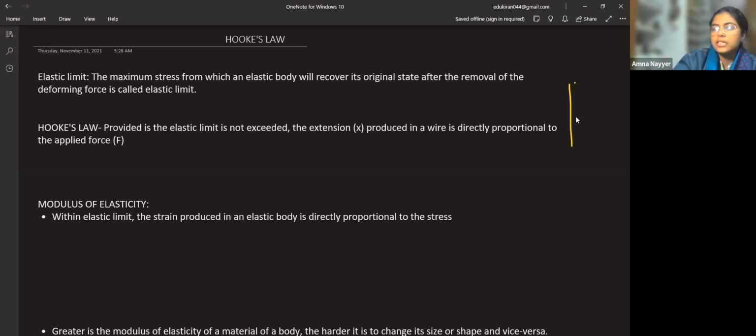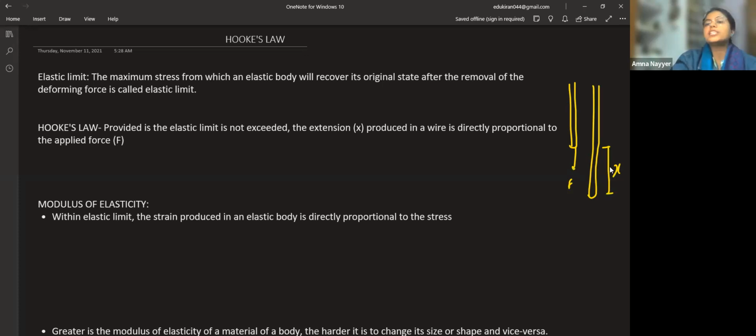So suppose this is a rod. Force F has been applied. And because of the deforming force, there is this displacement, this extension that is produced. This is the extension, the elongation in the length, X. So Hooke's law basically says that if this elastic limit is not crossed, under normal conditions, when normal deforming forces are applied, when normal kgs of masses are hung on the free ends, then this force is directly proportional to this extension produced.